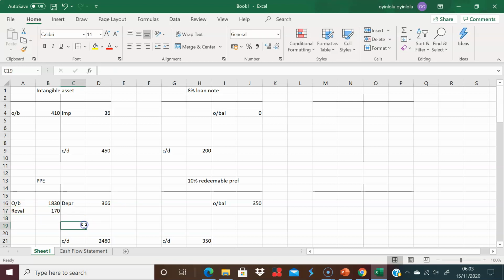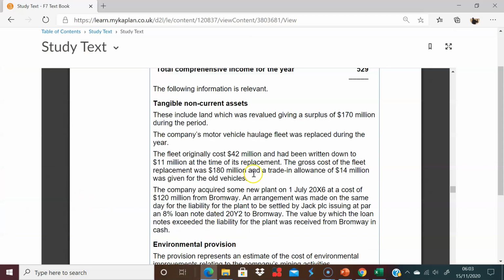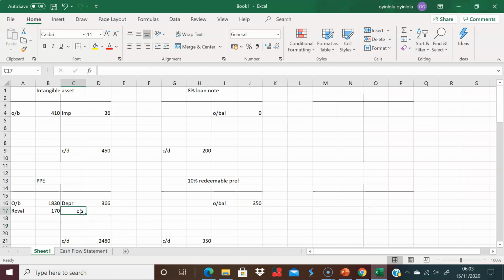Right, because I'm trying to find out a number of things. I want to know the cash flow from investing activities, but also any gains or losses on the sale of assets, because that's an adjustment in the income statement. The company's motor vehicle was replaced during the year. The fleet originally cost 42, had a written down value of 11. So we got rid of this fleet, and so we disposed of the fleet. Disposal 11.